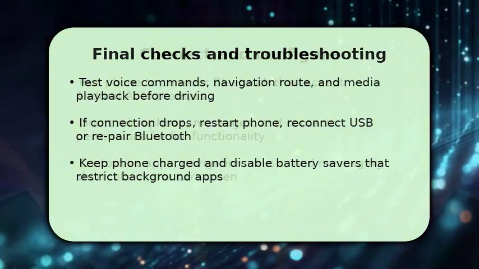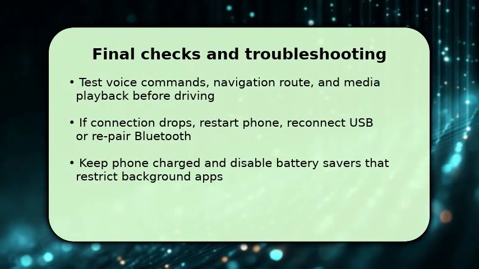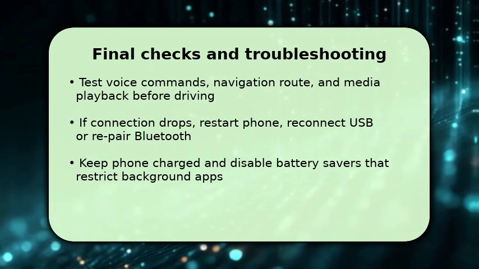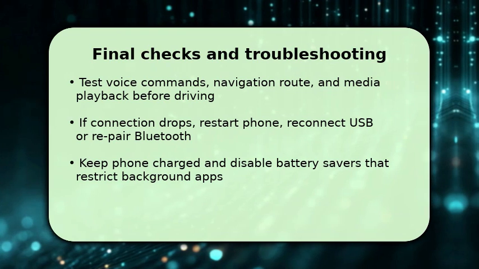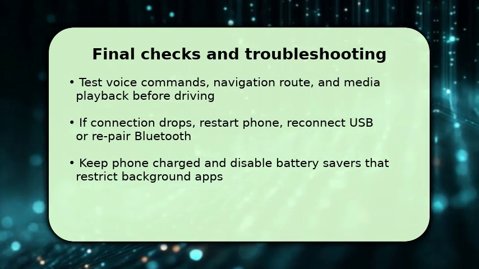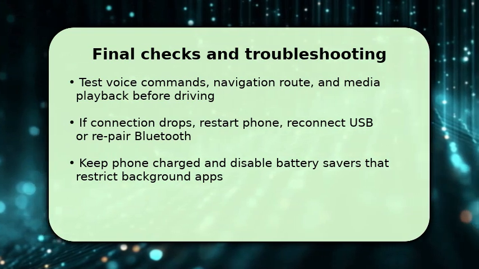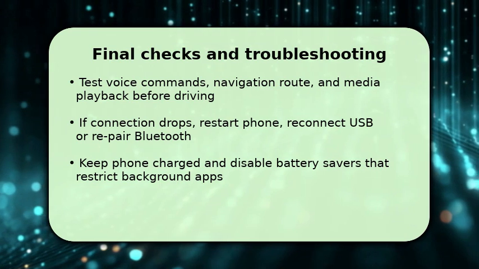You finish by running final checks: ask for directions, play a song, and send a short voice message to verify controls. If Android Auto fails to connect, restart your phone, unplug and replug the USB cable, or remove and repair the Bluetooth device. Faulty cables cause most issues.